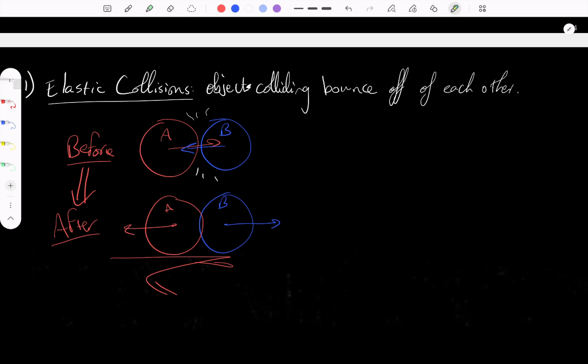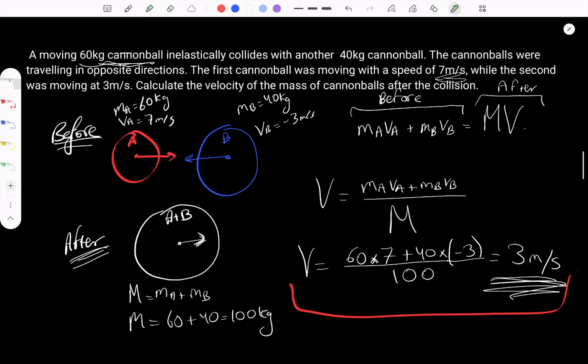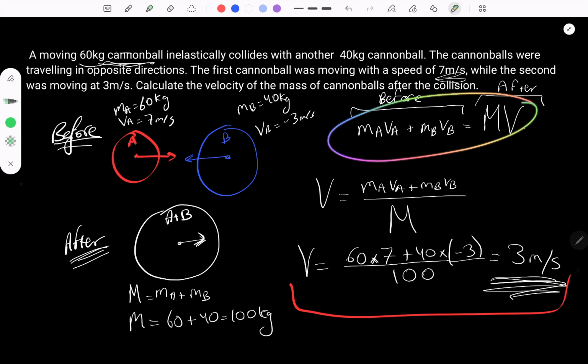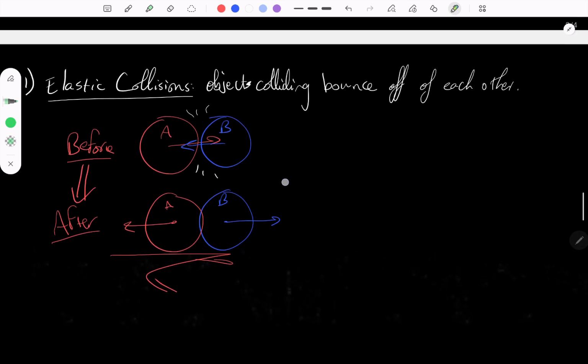So what does this mean for the formulas? Because this is what we're interested in at the end of the day, what does this mean about the formula? The formula definitely becomes different. This was the formula for inelastic collisions. So now there must be something that's going to happen to it.